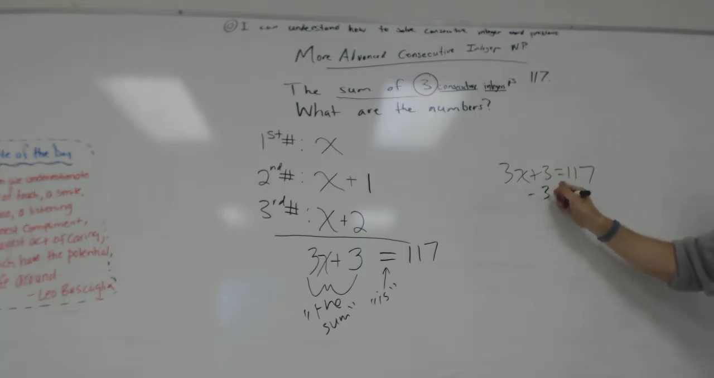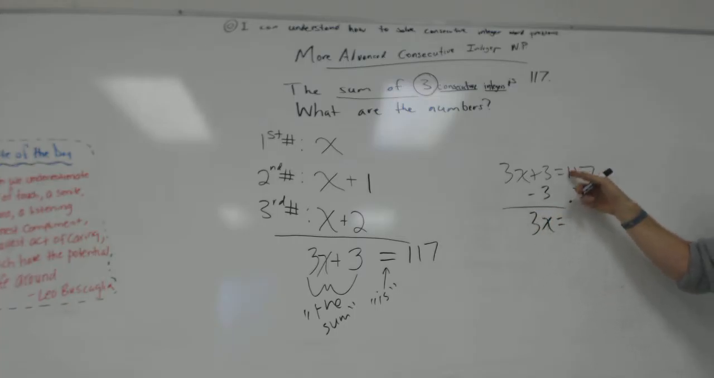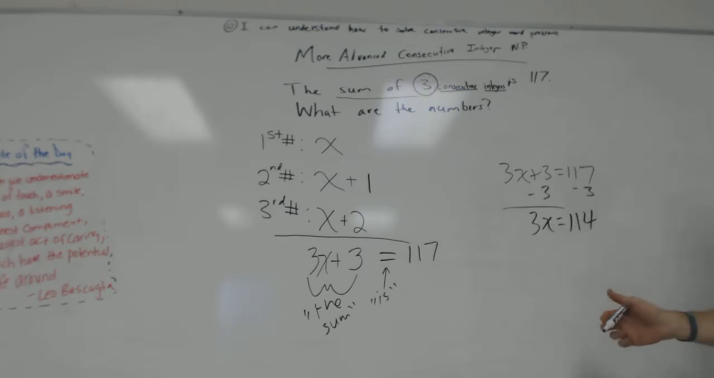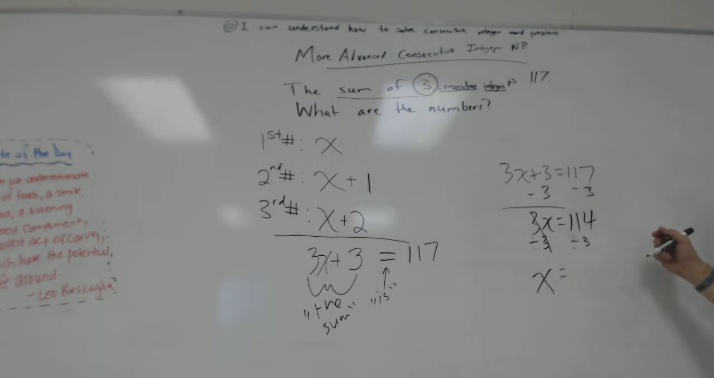Subtract 3 from both sides. 3x plus 3 minus 3 is just 3x. 117 minus 3 is 114. Now, divide both sides by 3. 3x divided by 3 is just x. 114 divided by 3 is 38.